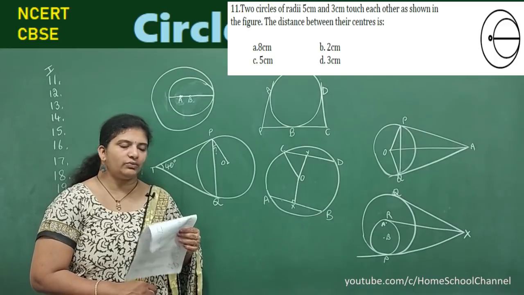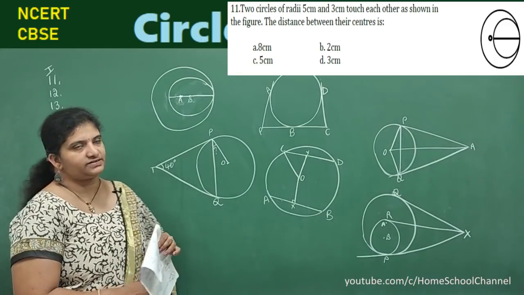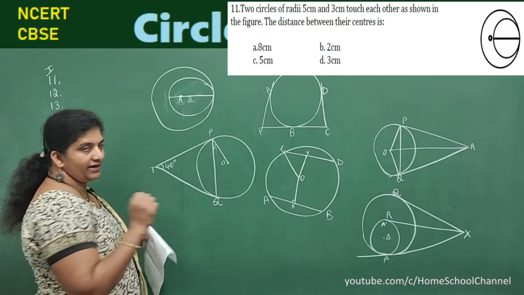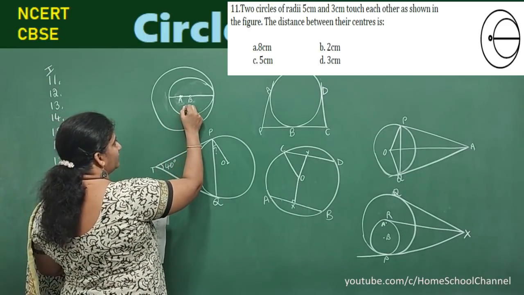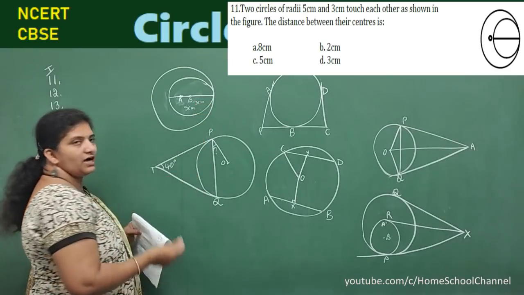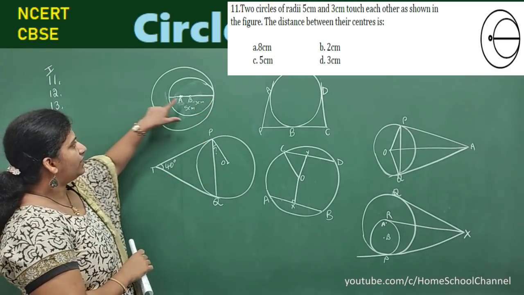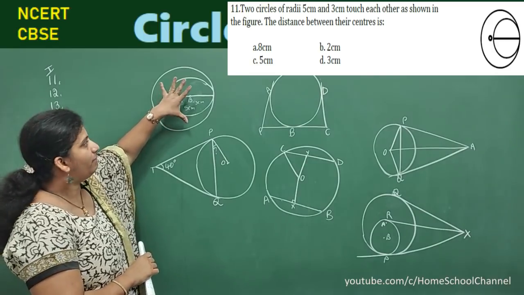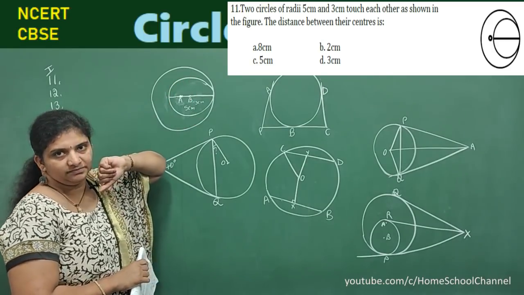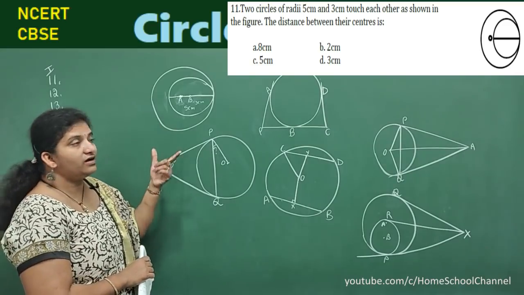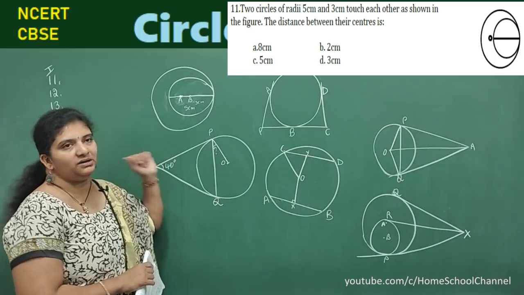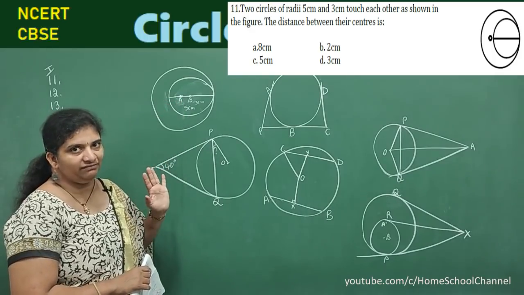The distance between their centers is... Observe the figure here carefully. They have given the radius 5 centimeters and 3 centimeters. A is the center of the big circle and B is the center of the small circle. In the figure, they did not give A and B, but I have written A and B in order to help you understand.